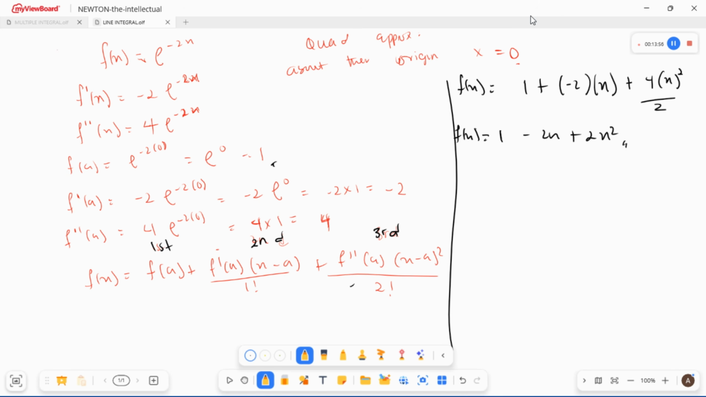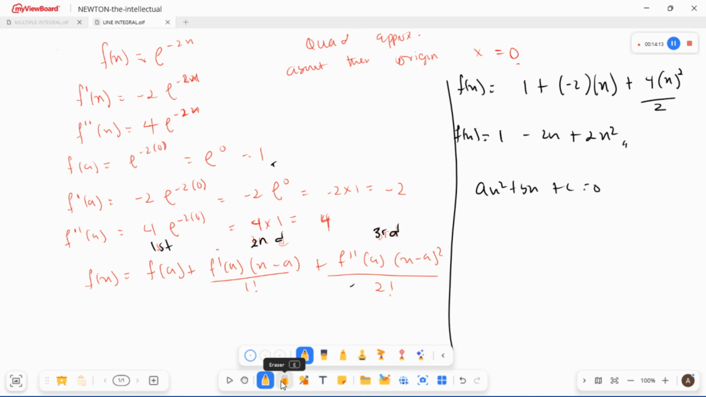Now, if you look at this quadratic approximation, you can see that it has x squared. And don't forget, the general form of a quadratic equation is ax squared plus bx plus c equals 0, right? So when you get something like this, you know that yes, you are on the right track and what you did is correct.